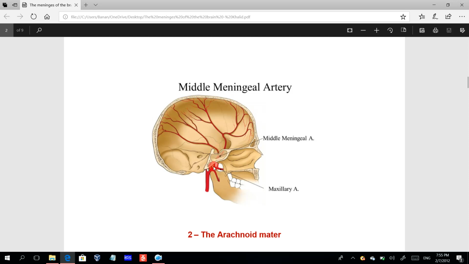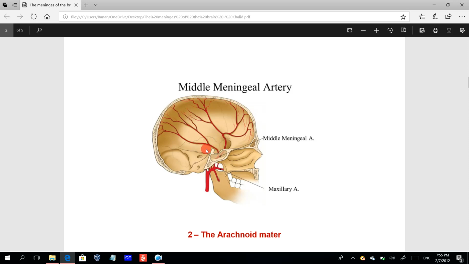The first part of the maxillary artery gives us the middle meningeal artery, which enters the cranial cavity, the middle cranial fossa, through a foramen called foramen spinosum. Of course, once it enters the skull, there is a small, shallow groove within the squamous part of the parietal bone, and here the artery is present between the bone and the dura.